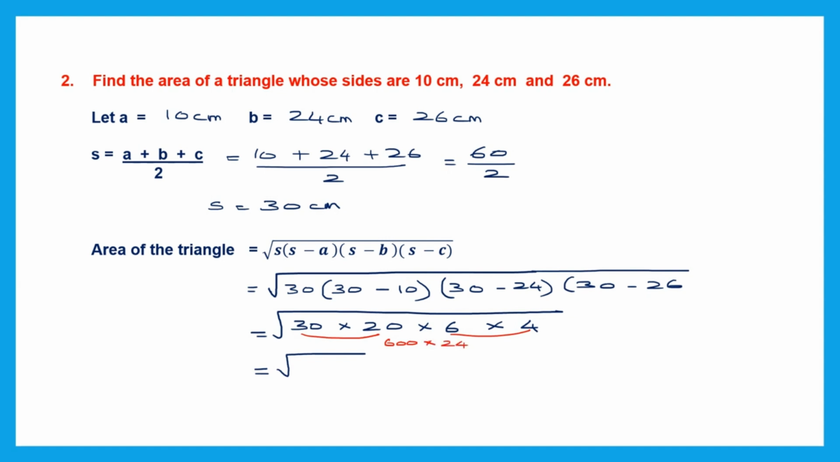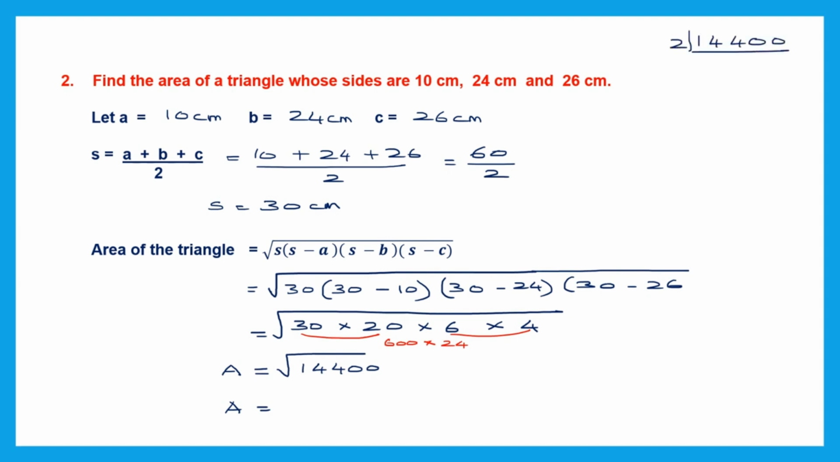So 24 into 6 is 144. And then there are two more zeros. So let's add the two zeros. So the area is the square root of 14,400. So now let's find the square root of this number. Let's do the prime factorization method. Let's get the square roots. So 14,400. Let's get all the prime factors here.